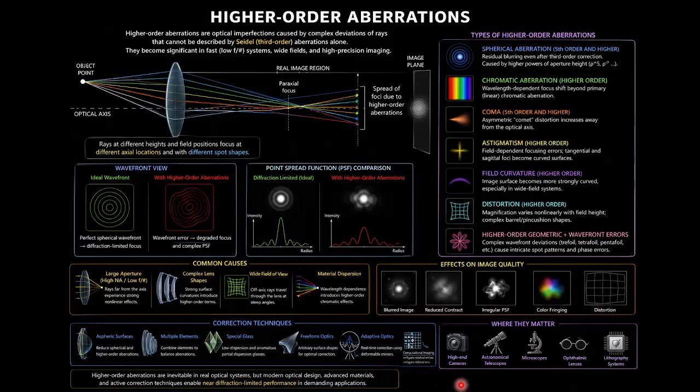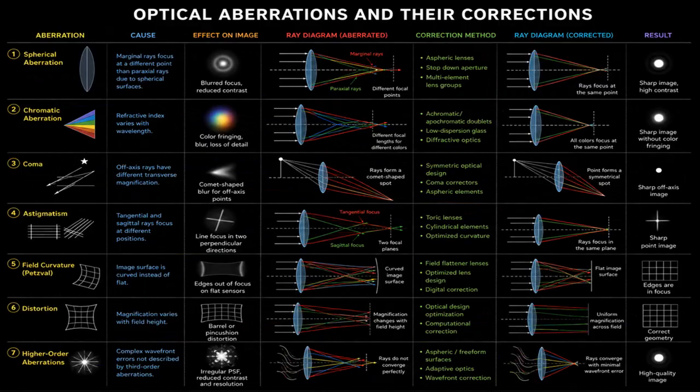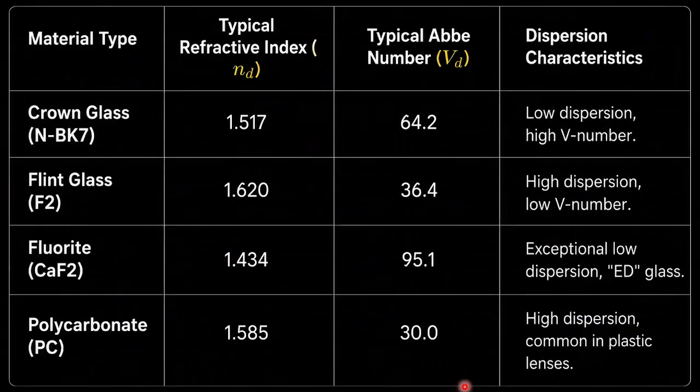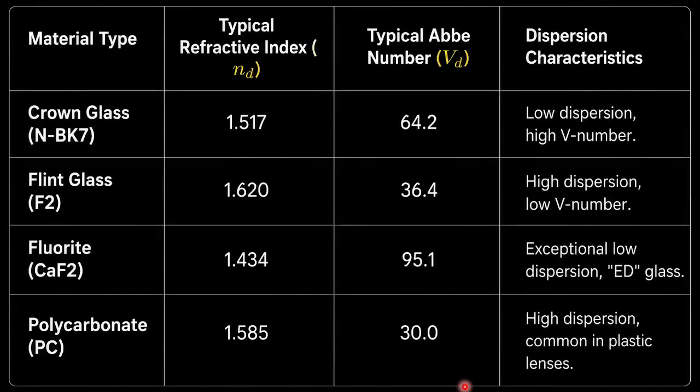So, in conclusion, today we learned about optical aberrations, which are sometimes unavoidable imperfections in imaging systems. We explored spherical aberration, chromatic aberration, coma, astigmatism, field curvature, distortion, and higher order aberrations. But the exciting part is this: modern optical engineering can correct many of these problems using advanced materials, optical designs, adaptive optics, and AI-based image processing. Without aberration correction, modern cameras, telescopes, microscopes, and even smartphone imaging would not exist.